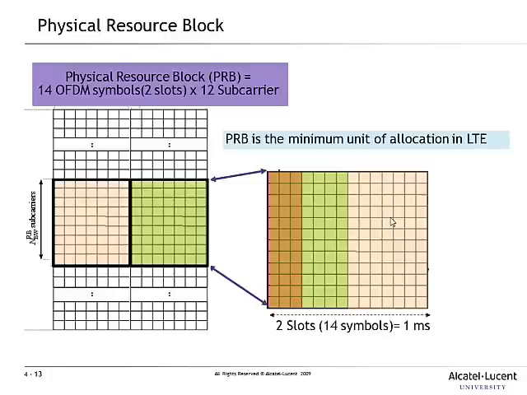Now normally we don't deal with a resource block. We deal with something called a physical resource block. That means we allocate 2 resource blocks for every user. A physical resource block is essentially made up of 2 resource blocks. So in the case of a normal cyclic prefix, we'll have 14 OFDMA symbols, that's 7 OFDMA symbols in each slot across 12 subcarriers. And this again will have a duration of 1 millisecond.